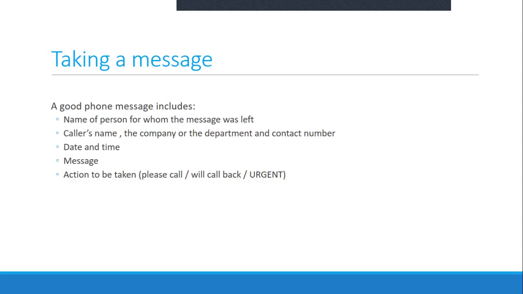Right? So you will give the message with the action that has to be taken. Either Mr. Johan will have to call, or else Miss Pavitra, whom we took as an example, will call back. Or Ms. Pavitra said that it is an urgent matter. So whatever this action is, you will have to include it in your message. Right? So if you think that there are other important points also, please make sure that you jot down those important points as well when you take a message.